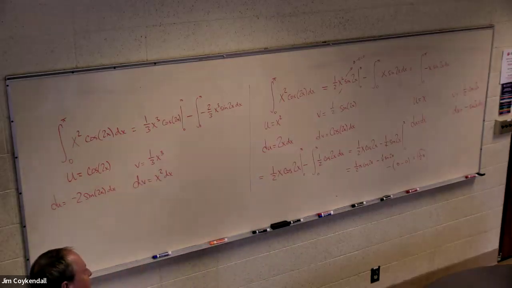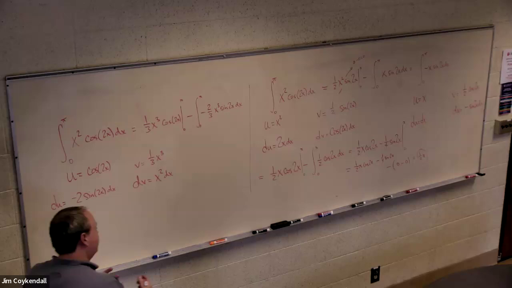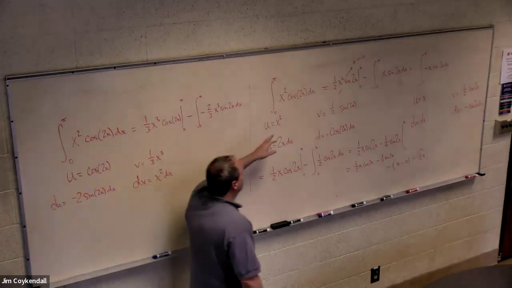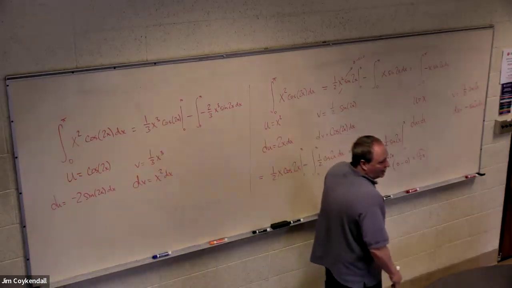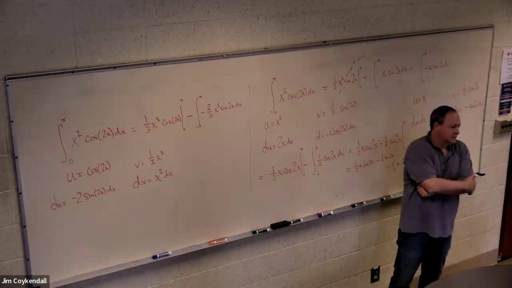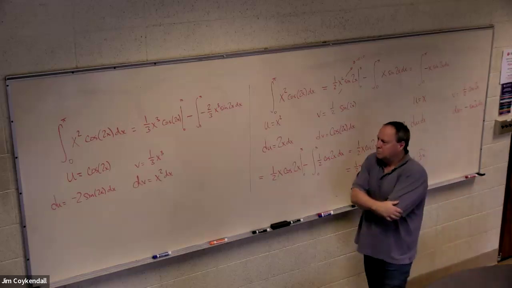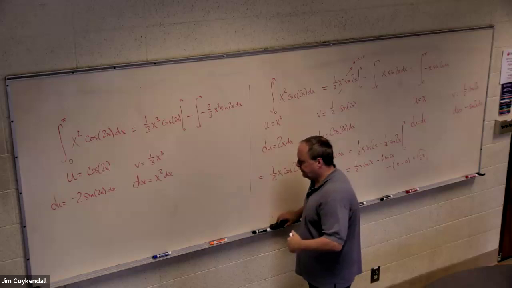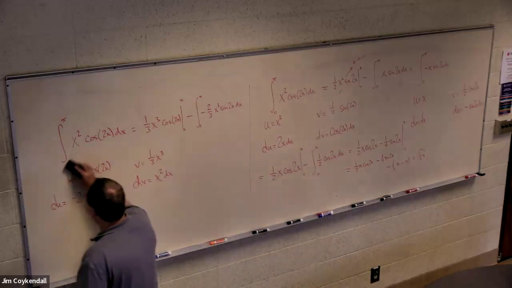So just remember, in parts, the numbers, if that's what you were talking about, the limits of integration are easy, because they don't change. When you use substitution, you're actually changing variables, so you have to change the numbers. You don't change the variable in parts, it's a rewrite. So how about this one?